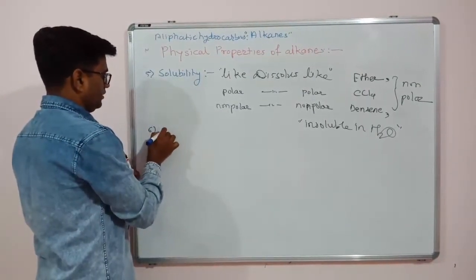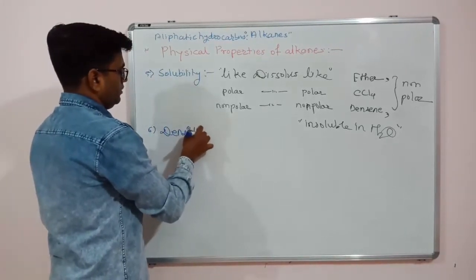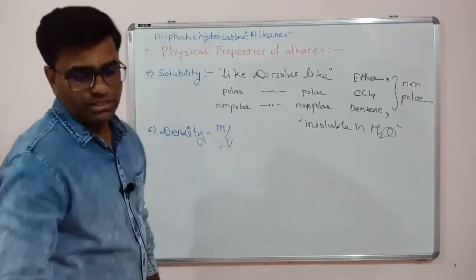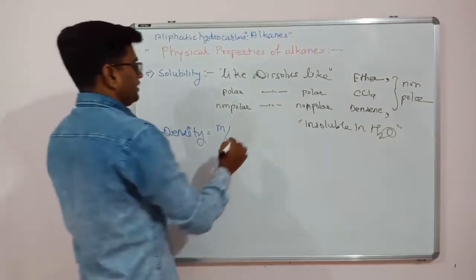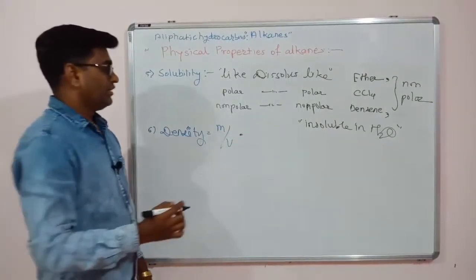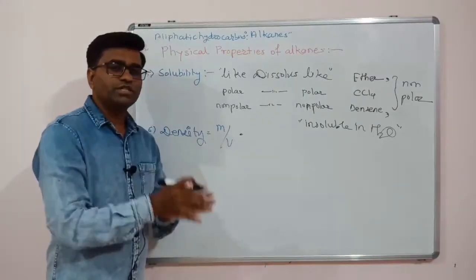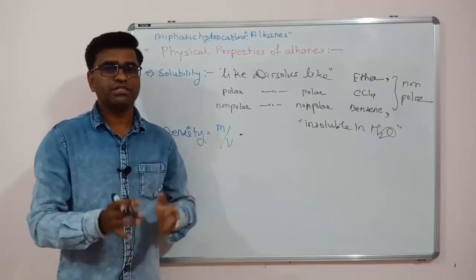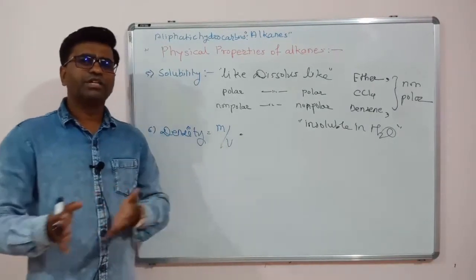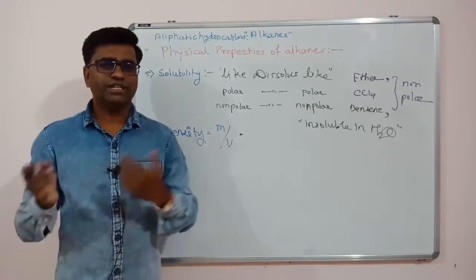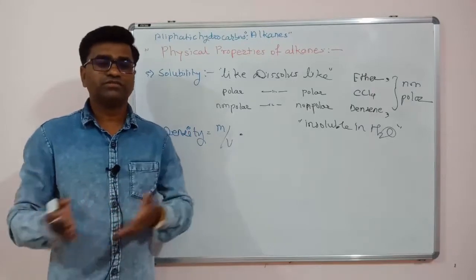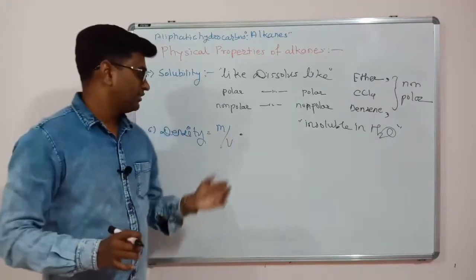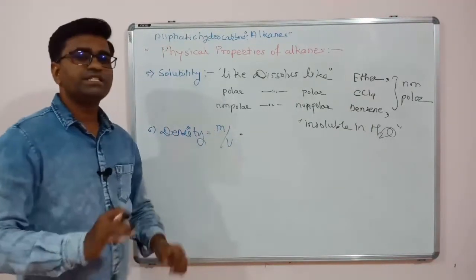density. Density means mass upon volume. Friends, in case of alkanes or hydrocarbons, those contain only carbon and hydrogen. So the atomic weight of carbon and hydrogen is very low as compared to other atoms like oxygen, sulfur, halogens, nitrogen. That's why the mass is less, volume is high, so density is very low.